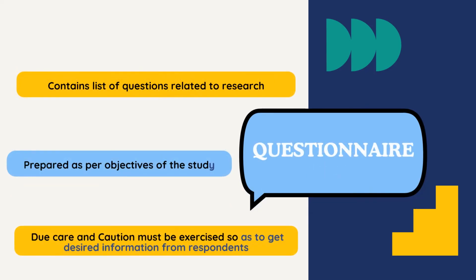The next method, which is questionnaire. As the name suggests, questionnaire, the name already has the word question, which means you have a list of questions which is related to your study or your research. Which is prepared as per the objective of your study. The questions would always be according to your objective, and you have to take care and caution while getting the desired information from the respondent.